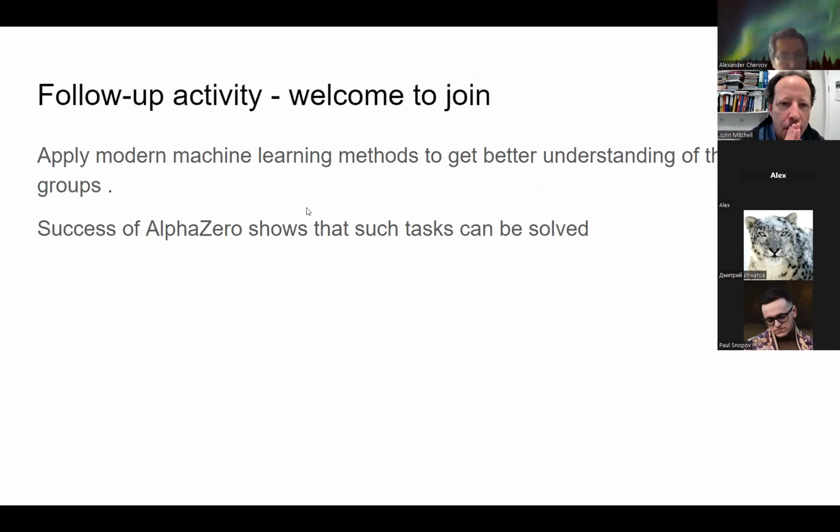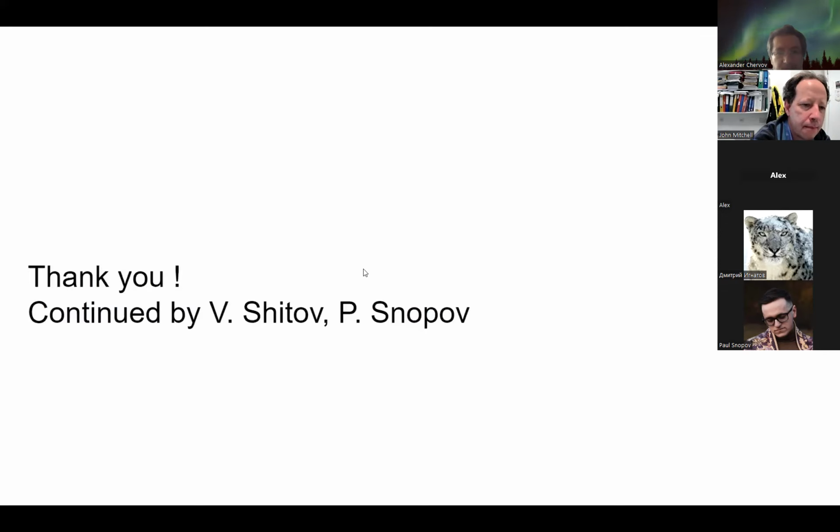And so what would be interesting is to apply modern machine learning methods and to give another look or kind of better results in these problems of diameter and God's number estimation. Since AlphaZero was successful, I think that should be possible. So everybody who wants to join this activity, please let me know and we'll think about how to proceed. And thank you very much.